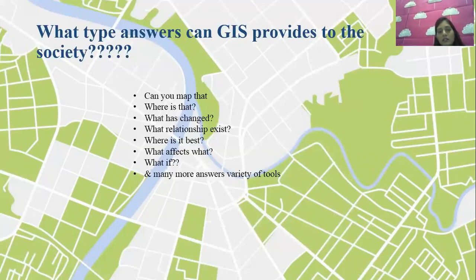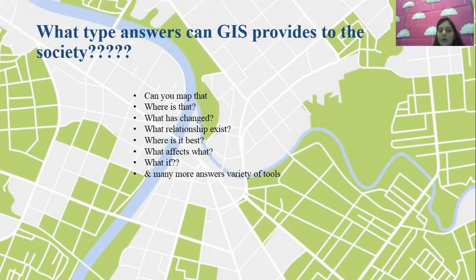Even we have so many tools in GIS that accordingly we can do the analysis. Next, where is that? Where it is located, how far it is. Yes, it can be located and answered by GIS very well and in a very scientific manner. What has changed? Yes, the temporal analysis, what has changed, what is the trend can be known by using many other tools included in GIS, that is the statistical analysis, the variation, median, mode. These are just examples. Using that, we can analyze the change.